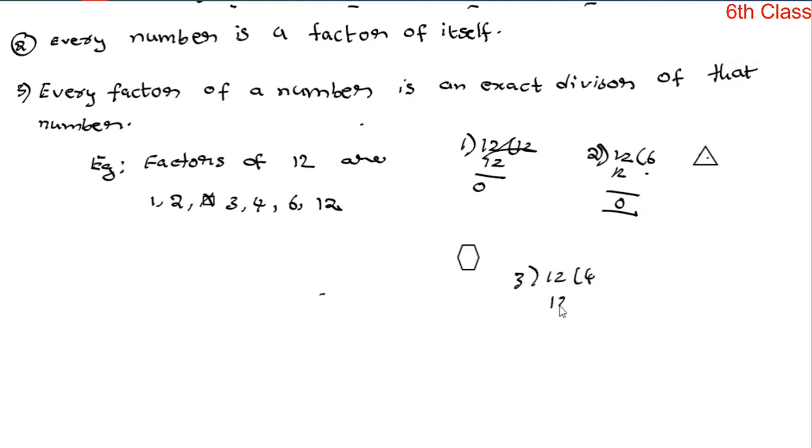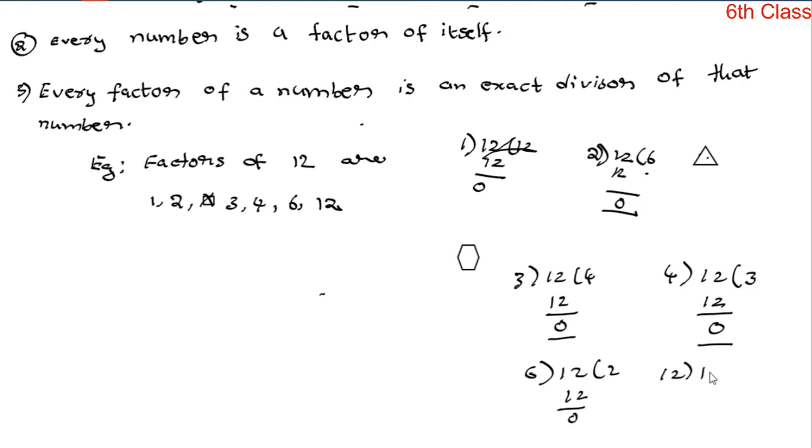3 fours are 12, remainder 0. 4 divides the 12: 4 threes are 12, remainder 0. Next, 6 divides the 12: 6 twos are 12, remainder 0. Next, 12 also divides the 12: 12 ones are 12, remainder 0.